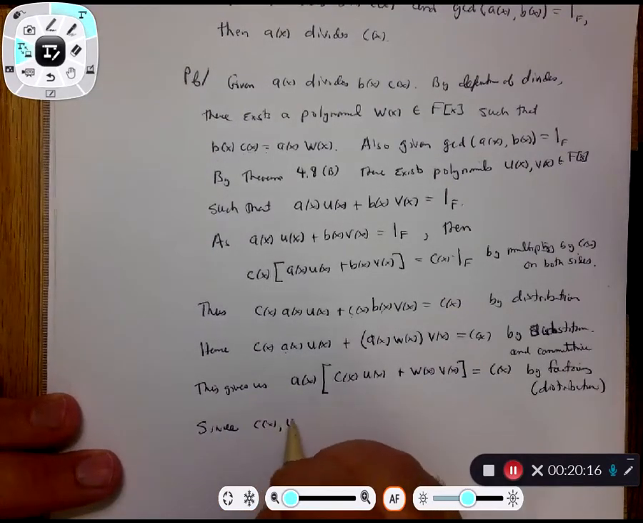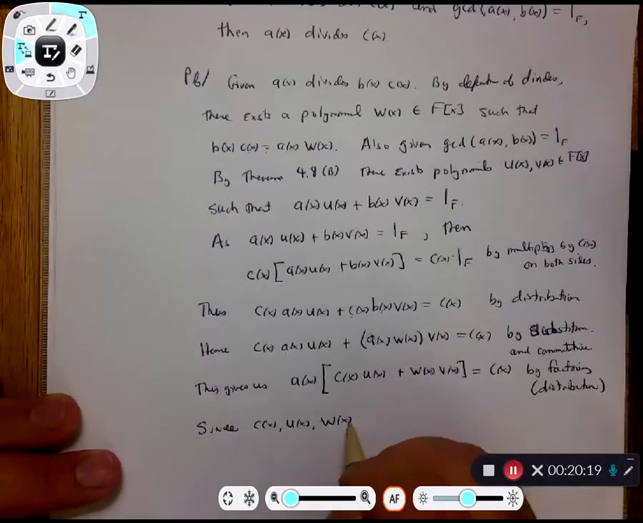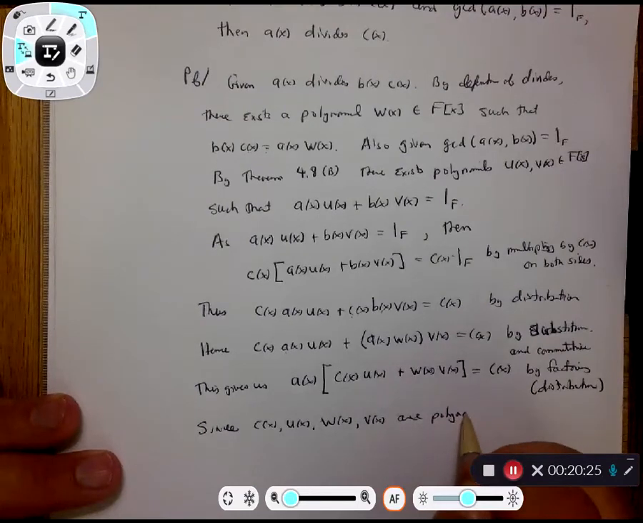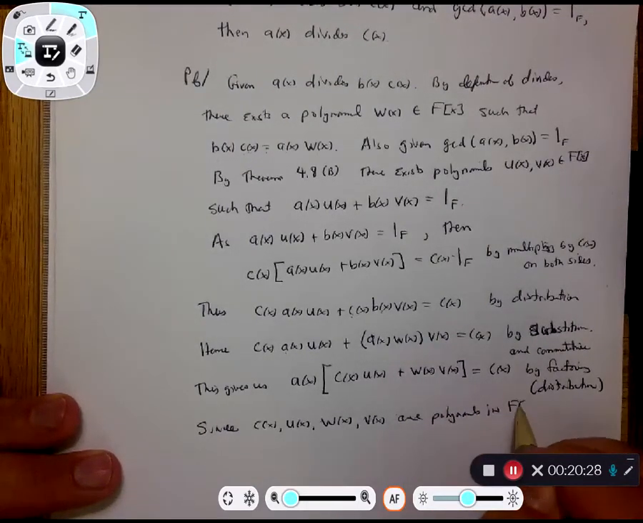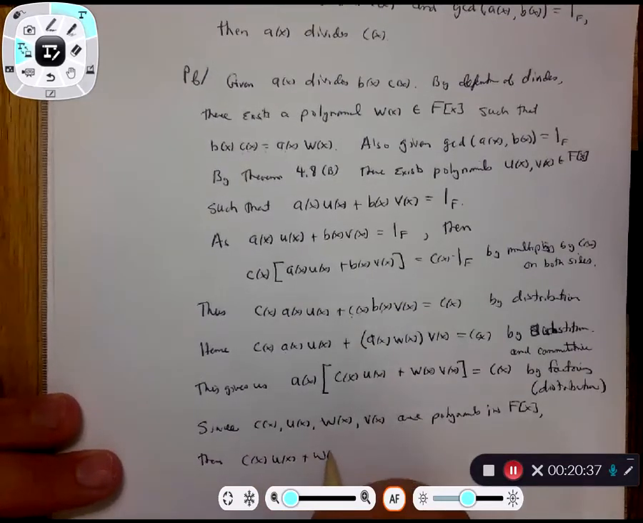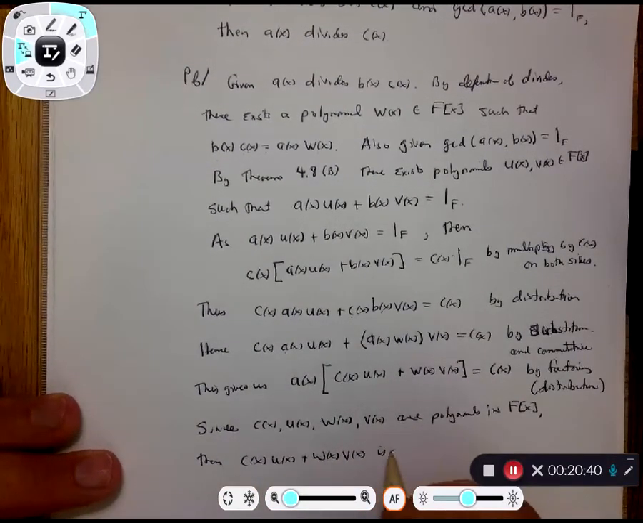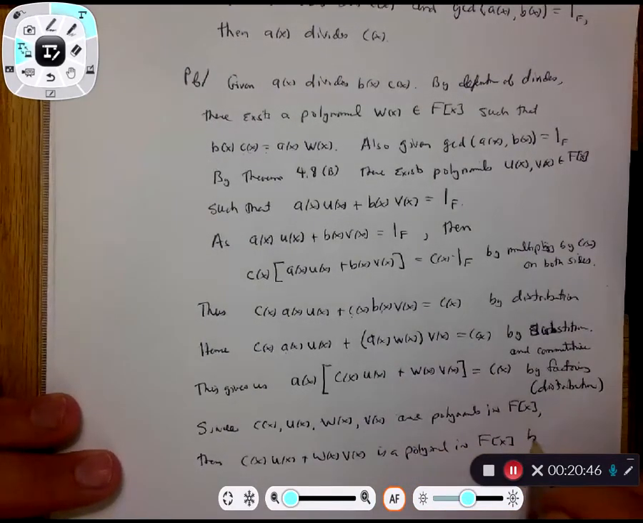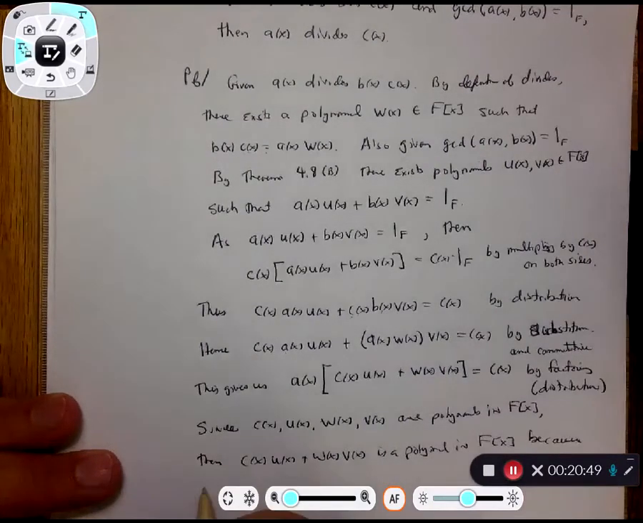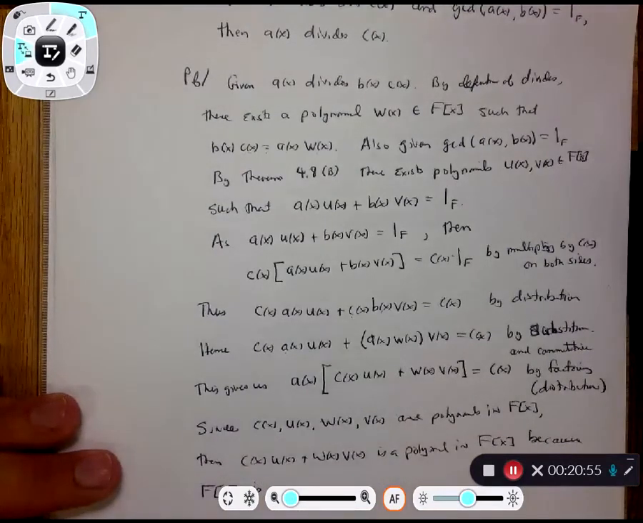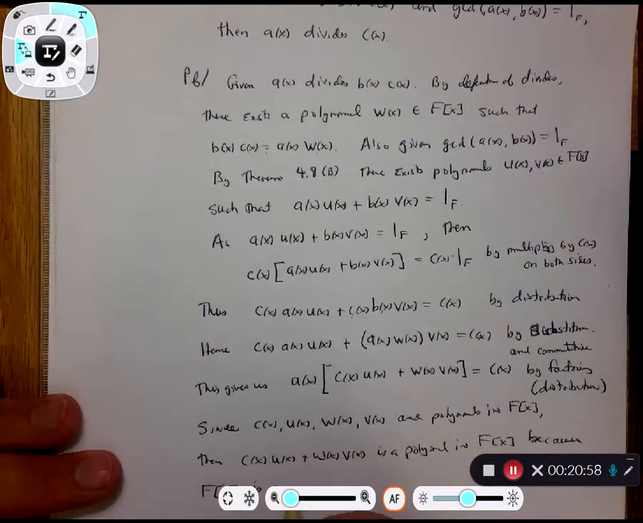C of x, U of x, W of x, and V of x are polynomials in F adjoint x, then C of x times U of x plus W of x times V of x is a polynomial in F adjoint x because F adjoint x, yes, you can say is a ring, but I got it better than that, is an integral domain.